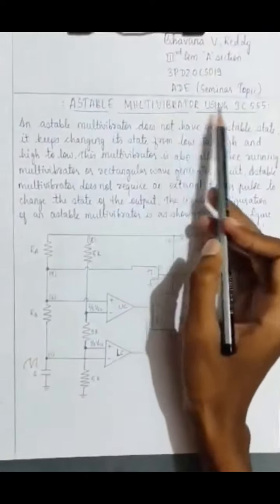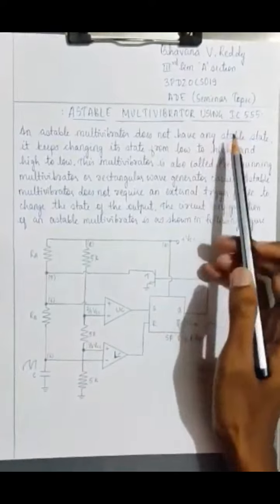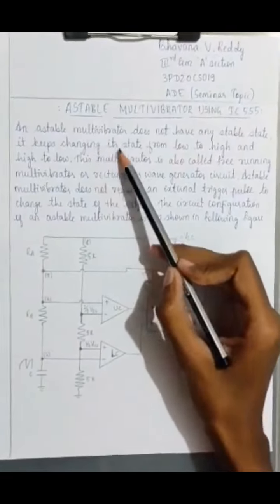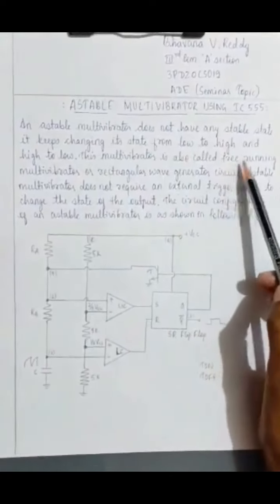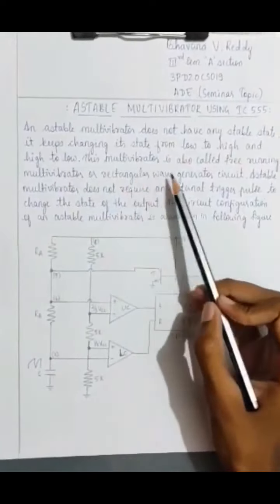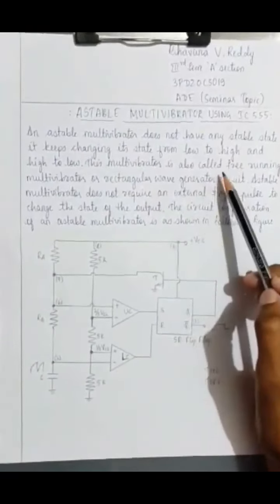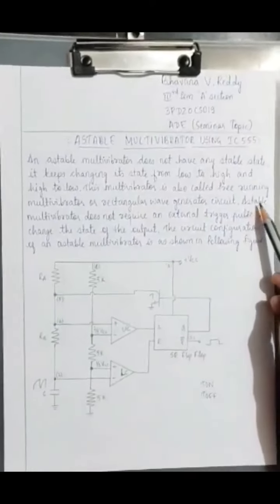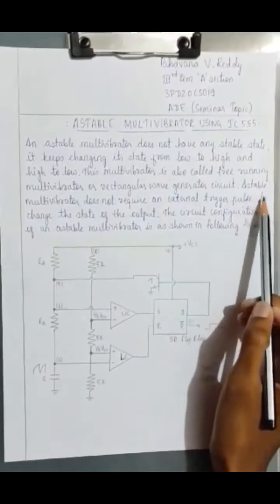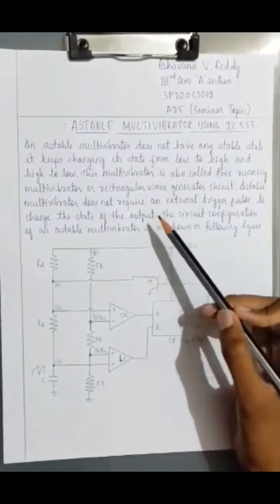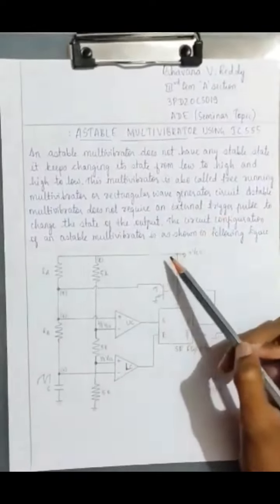Astable multivibrator. It does not have any stable states because it keeps changing its state from low to high and high to low. This multivibrator is also called a free running multivibrator or rectangular wave generator circuit. We can call it by these two names. Astable multivibrator does not require any external trigger pulse to change the state of the output, whereas monostable multivibrator requires an external trigger pulse to change the state of the output.